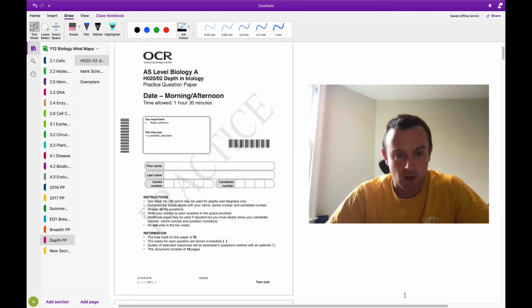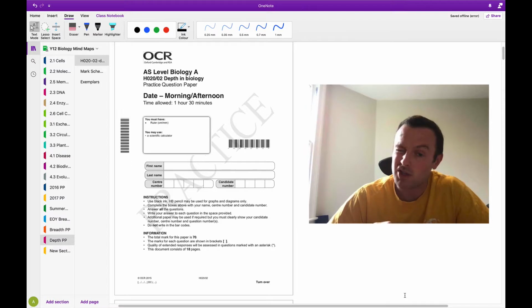End of year biology exam. So that's the practice paper, Depth in Biology. So once again, really well done. In fact, I think the marks for this second paper were even better than the first paper. So fantastic work. Where people lost marks, I think, was often the essay questions.